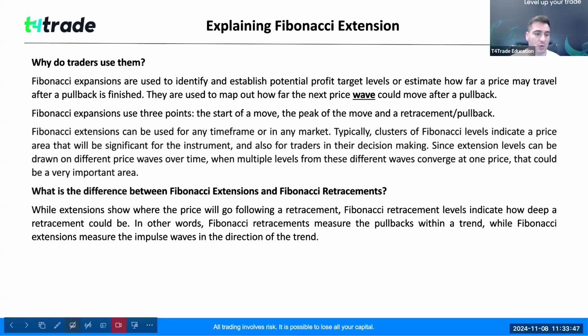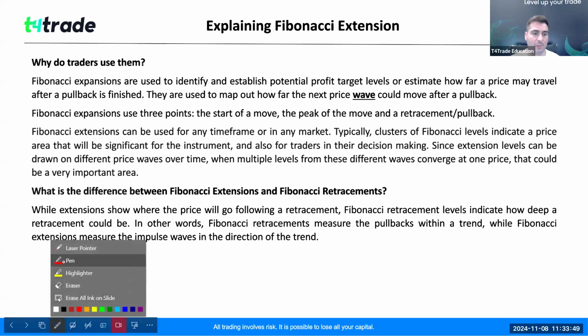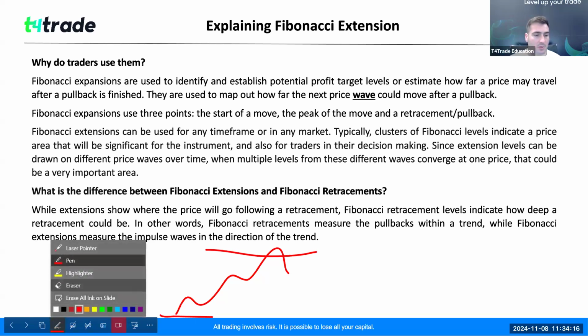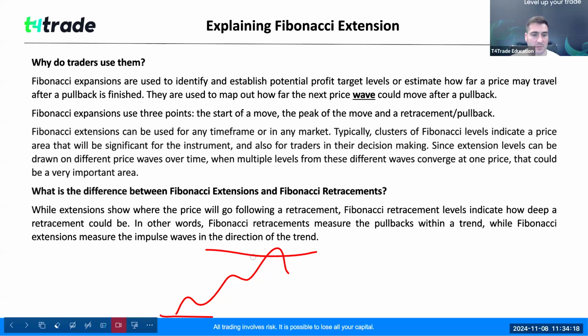Okay, so let me draw a map to give a visual illustration of what we mean by this. Let's just say the market moves in this kind of fashion. It's definitely an uptrend, mainly because you get higher highs and higher lows. And for some reason you get the market doing this, plunging down lower. Okay, so if you have a Fibonacci retracement tool, hopefully I'm going to have a much steadier hand.